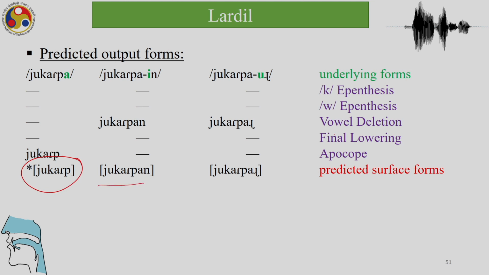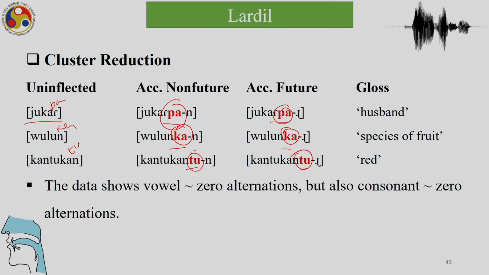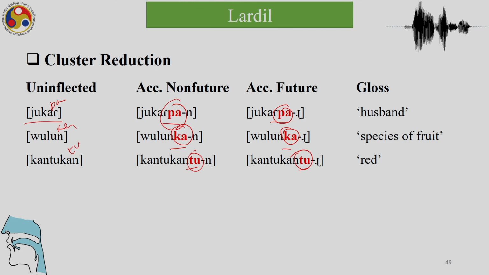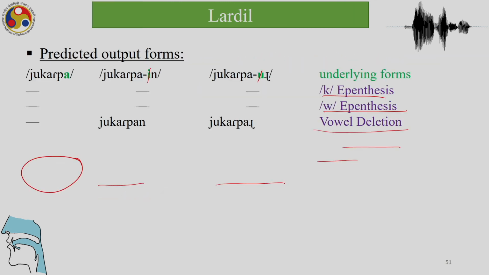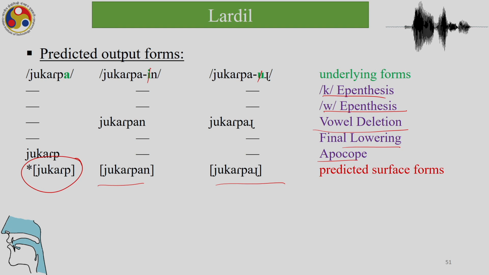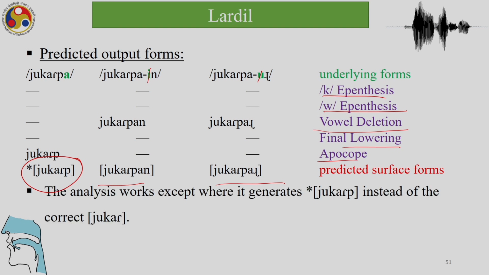If all our rules of vowel deletion, if you recall, of two vowels one will be deleted, our rule of epenthesis, our rule of final lowering, if they all apply along with the apocopy, then our predicted surface forms would not be what we want. Eucarp is not the output form in Eucarp pa. So this is where we fall foul in our analysis.